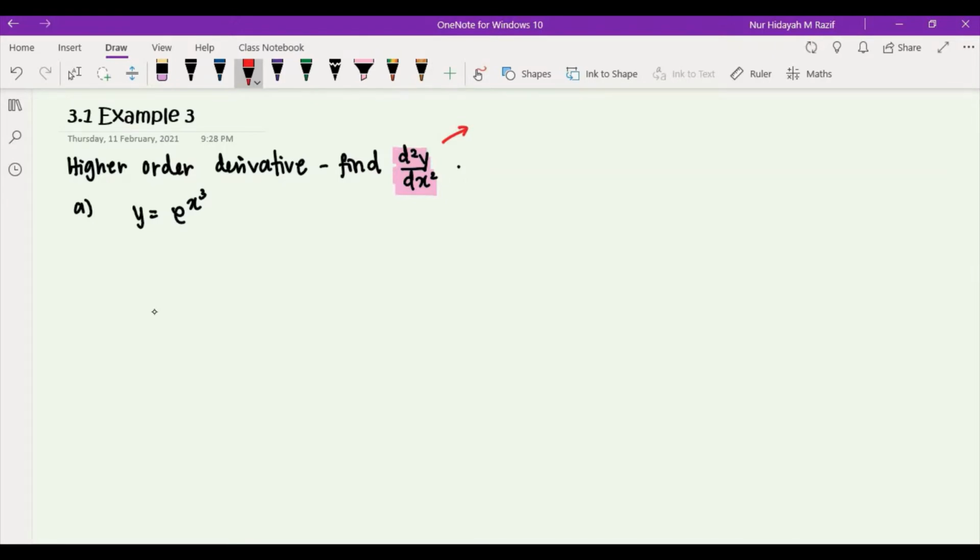So what does it mean by higher order derivative? You have learned the first derivative. So the first derivative is dy dx, or what we call as f prime of x. So in this case, for the first derivative, we differentiate once. Kita lakukan proses pembezaan hanya sekali sahaja. Manakala untuk second derivative, proses pembezaan yang kita buat adalah dua kali.